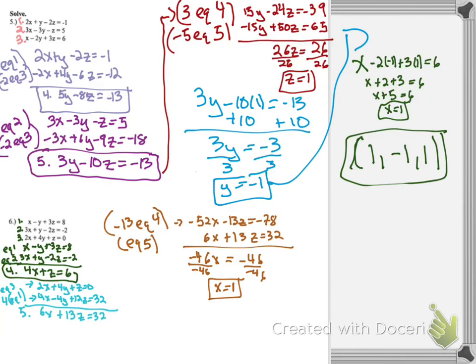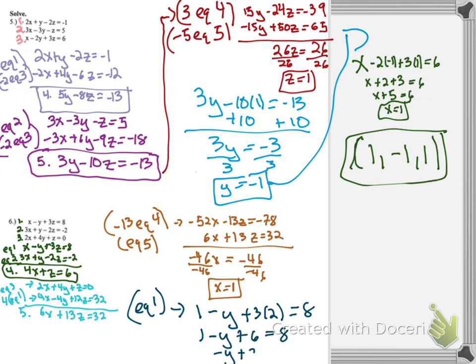And then we take our values that we have, we substitute them into one of the original equations and solve for the remaining variable, which is y. So if I took equation 1, I'm now going to sub in, I have 1 minus y plus 3 times 2 equals 8. I have 1 minus y plus 6 equals 8. I have negative y plus 7 equals 8. And then I'm going to subtract that 7 over. Negative y equals 1. y equals negative 1.